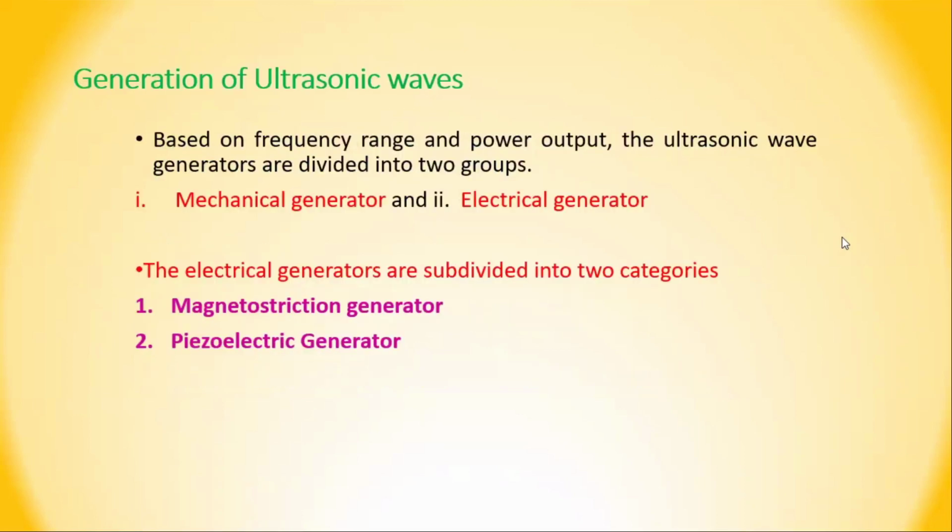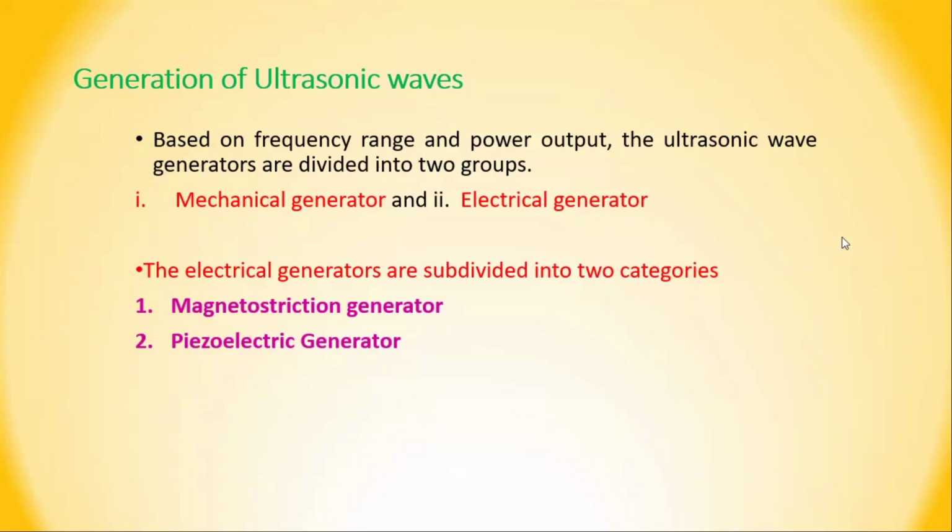Now, this is our part: how to generate the ultrasonic waves, right? Based on the frequency and power, there are two generators used for generating ultrasonic waves, the mechanical generator and the electrical generator. We are not going to see the mechanical generator; as per our syllabus, we'll be seeing the electrical generator only. There are two types of electrical generator, the magnetostriction generator and the piezoelectric generator, which we are going to see as per our syllabus.